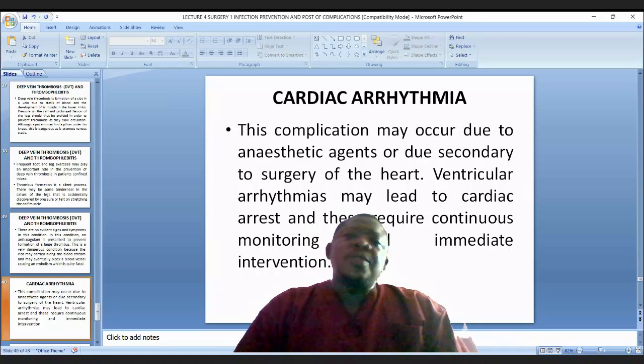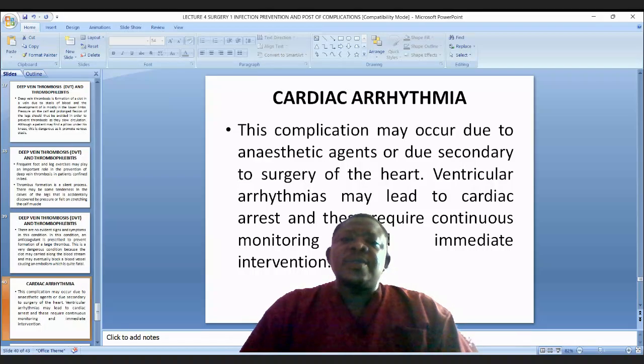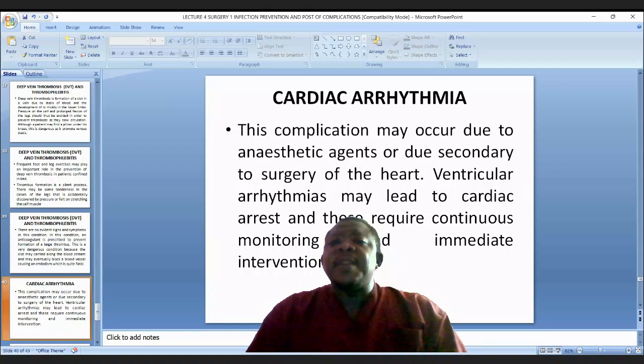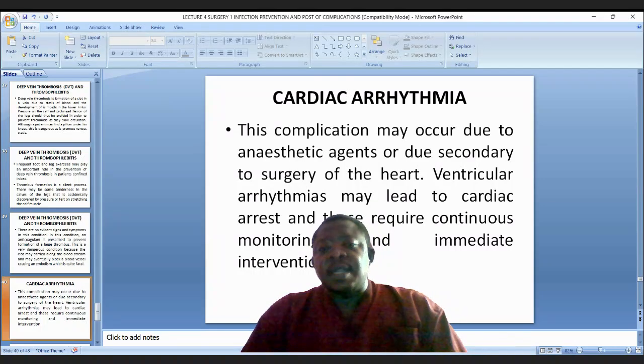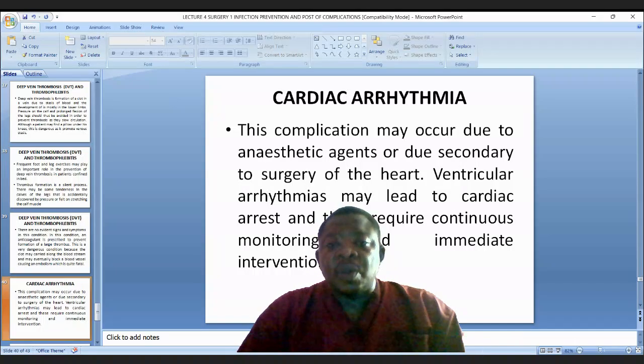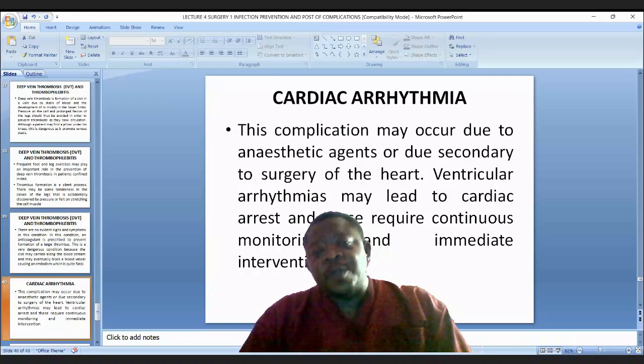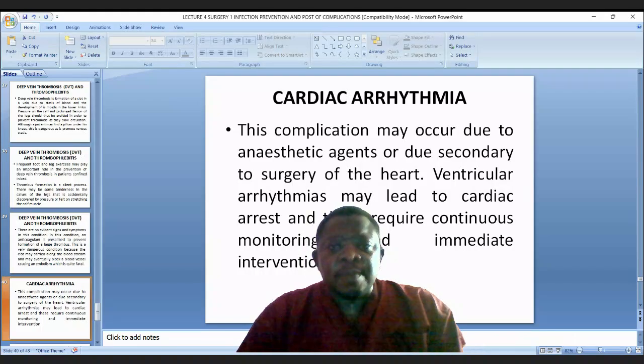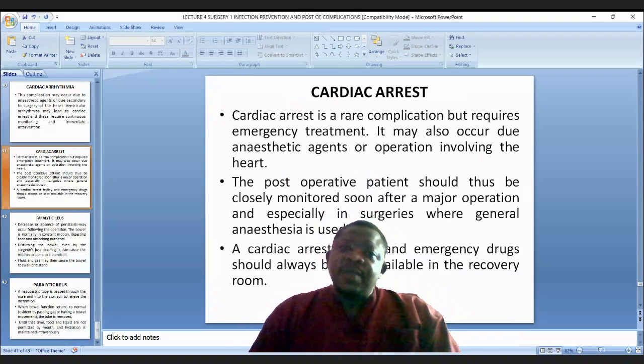So there you have it. Today we have been looking at infection prevention in surgery. We have talked about the different points that we need to appreciate in infection prevention postoperatively. In looking at general postoperative complications, we have looked at complications that may affect the gastrointestinal system, where we mentioned paralytic ileus. We have talked about complications affecting the respiratory system, the cardiovascular system, and the musculoskeletal system.